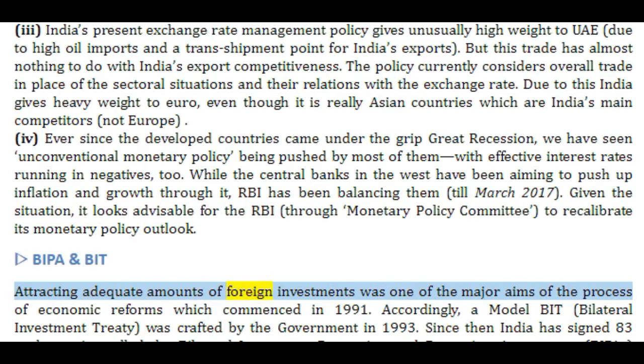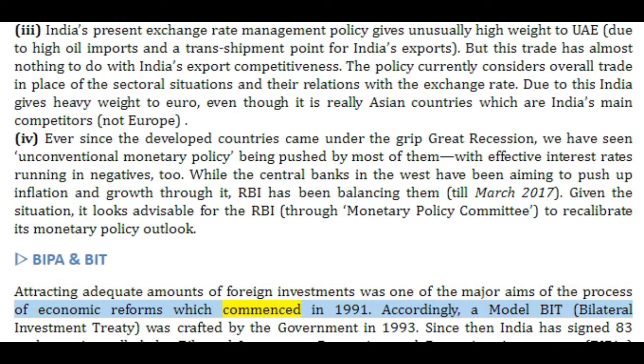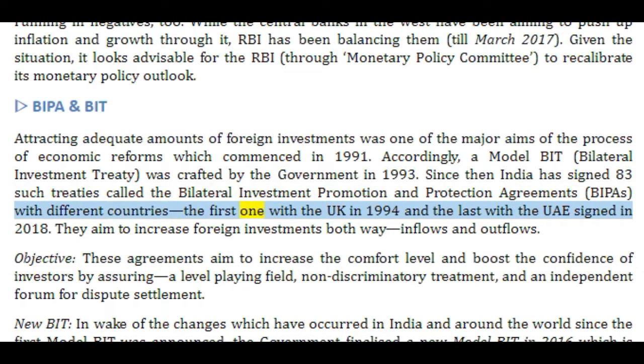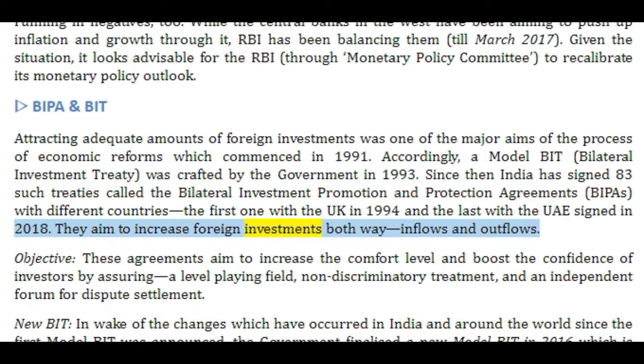DIPA and BIT. Attracting adequate amounts of foreign investments was one of the major aims of the process of economic reforms which commenced in 1991. Accordingly, a model BIT, Bilateral Investment Treaty, was crafted by the government in 1993. Since then, India has signed 83 such treaties called the Bilateral Investment Promotion and Protection Agreements, BIPAs, with different countries, the first one with the UK in 1994 and the last with the UAE signed in 2018. They aim to increase foreign investments both way, inflows and outflows.